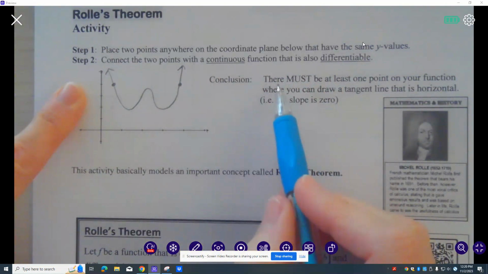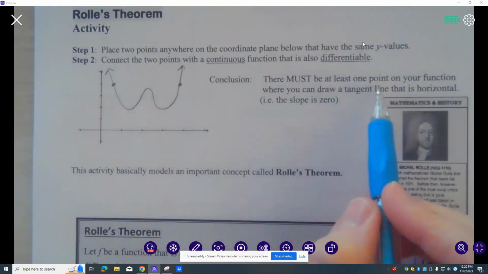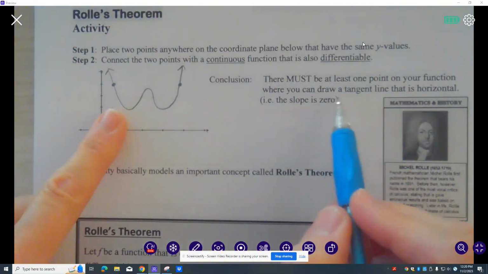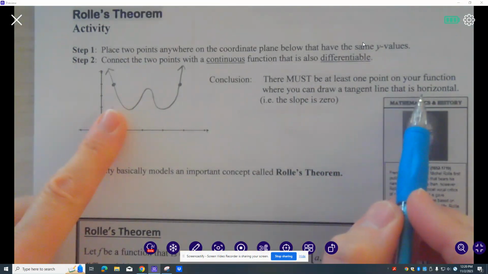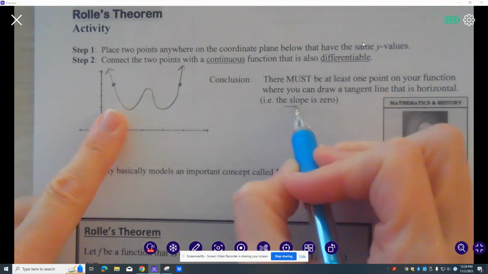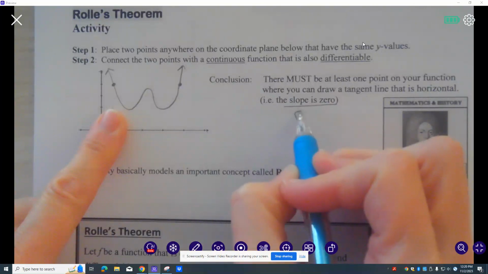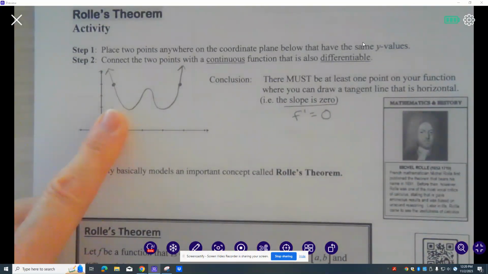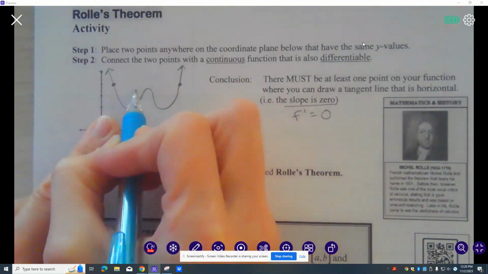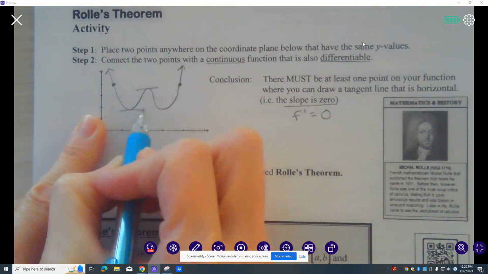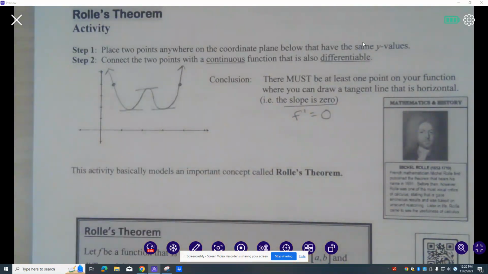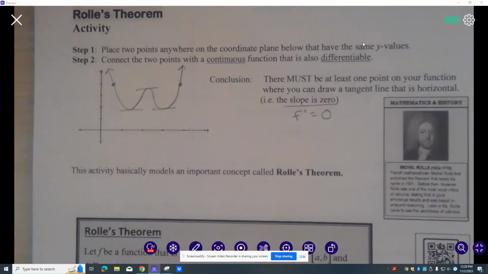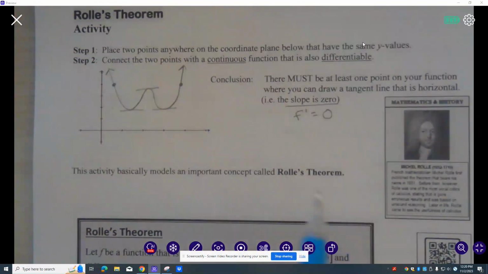So it says, conclusion, there must be at least one point on your function where you can draw a tangent line that is horizontal, where the slope is 0, or where the derivative is 0. So on the graph that I drew, there's actually 3 of them, but on whatever graph you drew, there should be at least one of them. This activity basically models Rolle's theorem.